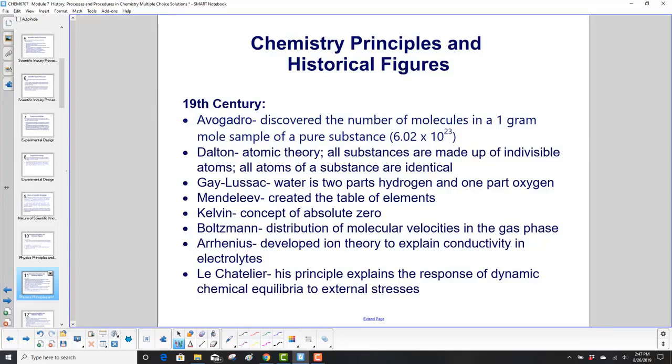Mendeleev created the periodic table. Kelvin came up with the concept of absolute zero. Boltzmann, the distribution of molecular velocities in the gas phase. Arrhenius developed the ion theory to explain conductivity in electrolytes. And then Le Chatelier. His principle explains the response of dynamic chemical equilibria to external stresses.